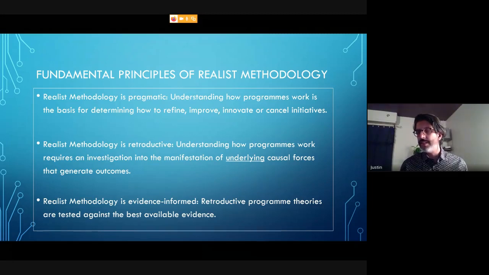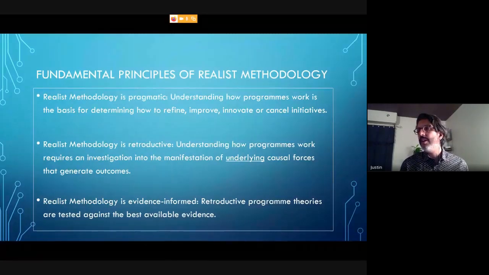Now, what constitutes best available evidence is a very good question. And maybe if you want to discuss that, we can go into that a bit in the discussion. It's a bit beyond the scope for me to get into that. It's a very interesting conversation to have. But the point is that realist methodology is not strictly evidence-based. We're not in a paradigm where we say, just let the evidence speak for itself.